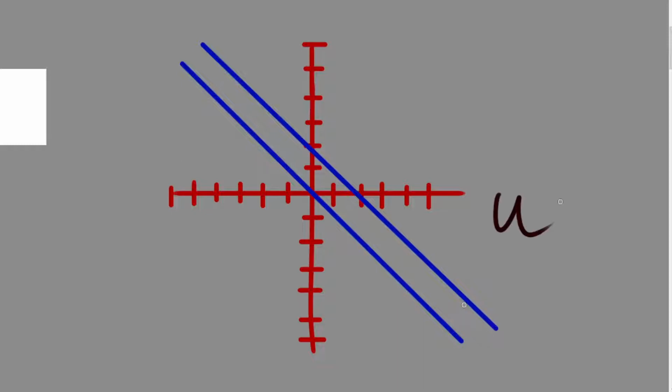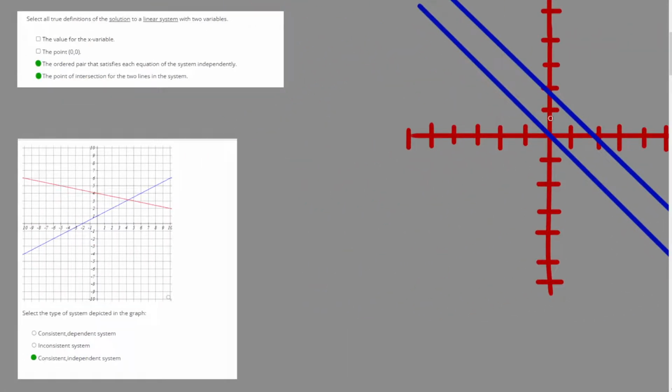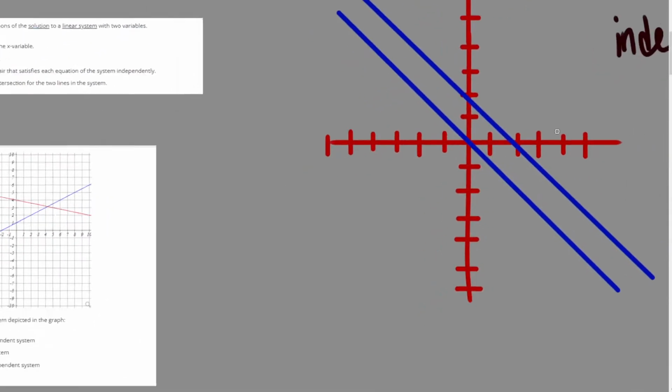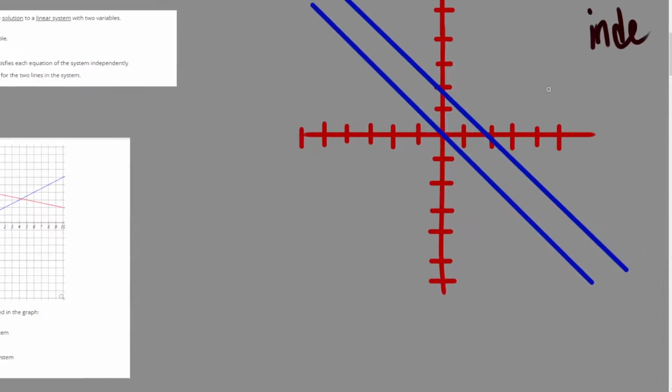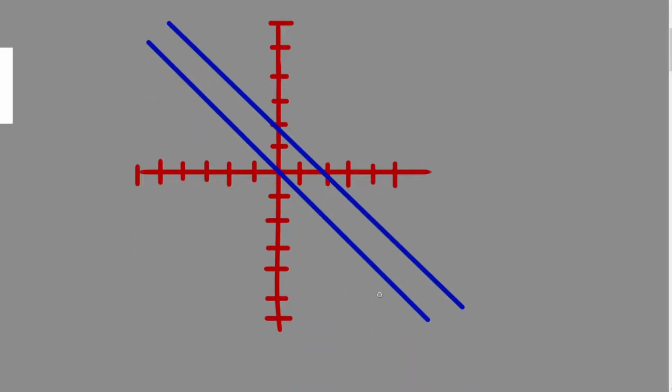The first system is these two, when they're parallel lines that will never meet. This is an inconsistent system. So it's not dependent or independent. It's basically when you have zero solutions. That's why it's inconsistent, because you don't have any.